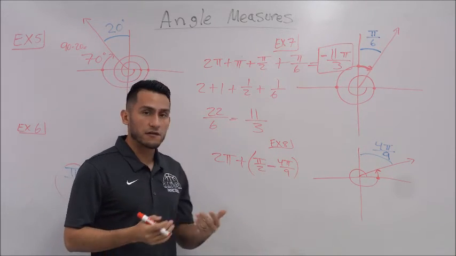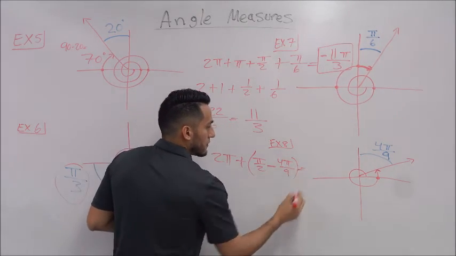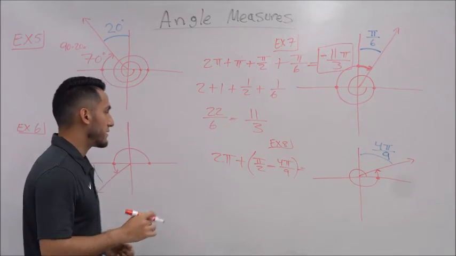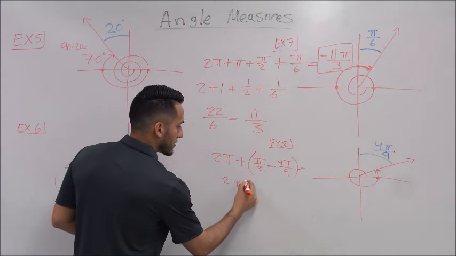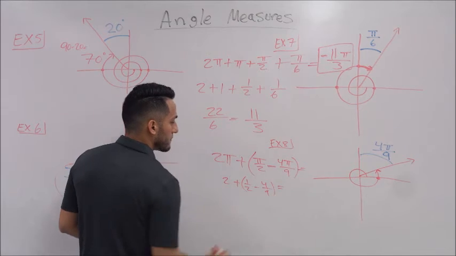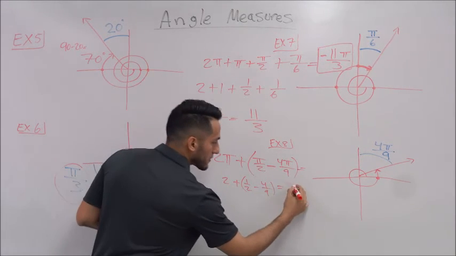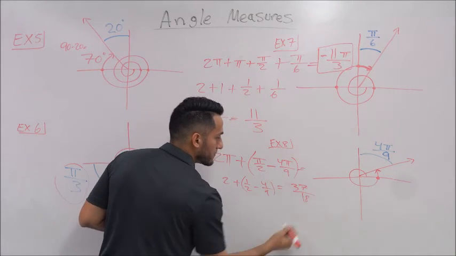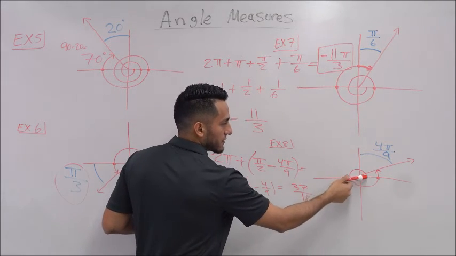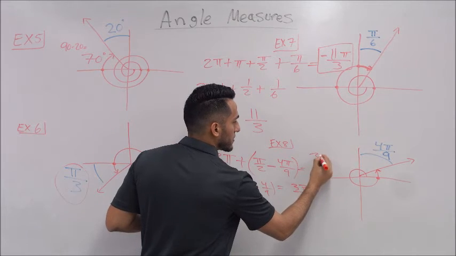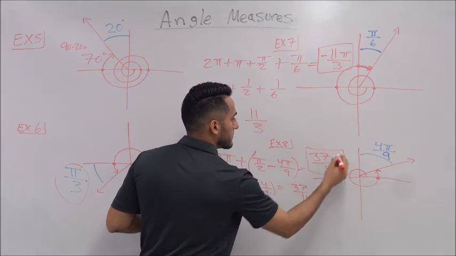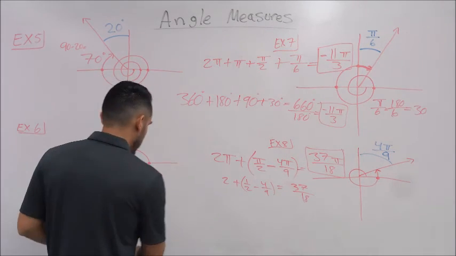You can work this out by hand if you like. But in the classroom, I'm allowing you guys to use the calculators, plug it in, you get the answer. If you were to plug it in, it would be 2 plus 1/2 minus 4 9ths. And so from right here, you should get 37 over 18. So your final answer should be in radians, and then this is going in the positive direction, so your final answer should be 37 pi over 18. Last example.